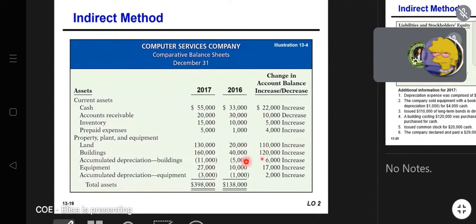Butangan nato na siya increase ha. And then from 40 to 160, there's an increase. And then from 5 to 11, there is an increase of 6. Then 10 and to 7, 17. And then 1 to 3, there's an increase.